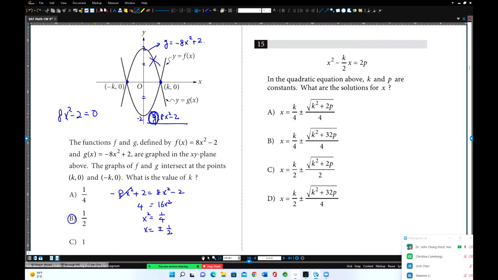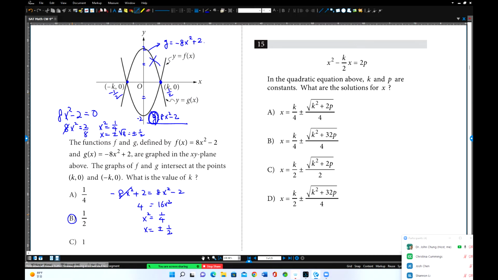Okay. So 8x squared equals 2. To find the solution, you can divide by 8. So x squared equals 1 over 4. Now take the square root of both sides. X equals plus minus the square root of 1 over 4, which is plus minus 1 over 2. This is the positive one, the other one is negative. You can solve this way too.